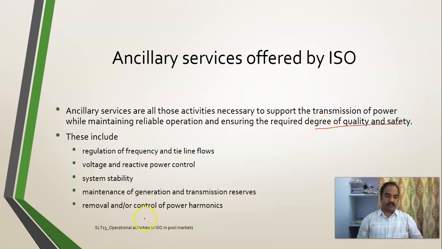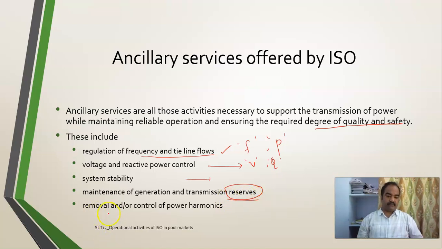So what are the principal ancillary services? One is frequency and P regulation, that is, regulation of frequency and tie line flows, and voltage and reactive power control. The next one is ensuring system stability and maintaining reserves in case of any sudden dropouts or sudden shutting down of the generators. You need to maintain reserves.